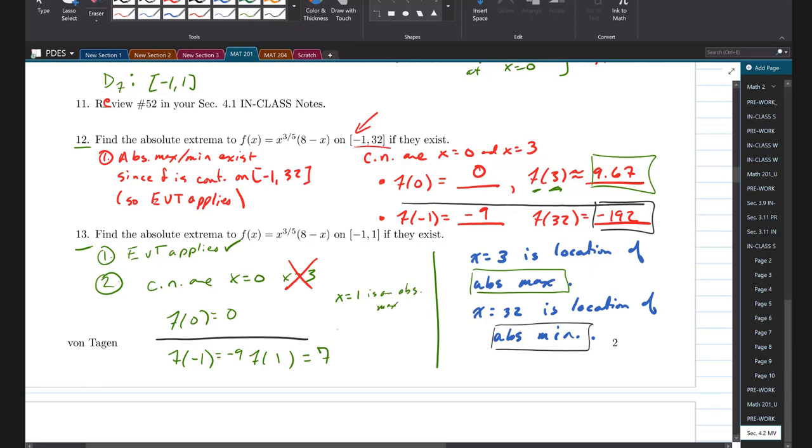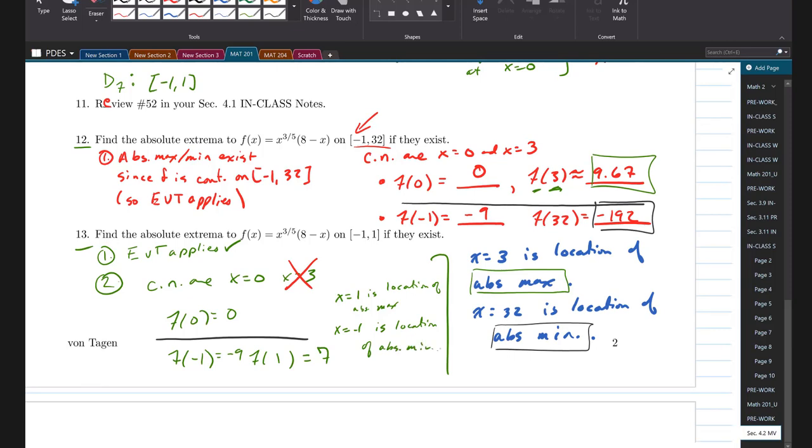And x equals -1 is, let me be a bit more careful here. Let me say x equals 1 is the location of the absolute max. And x equals -1 is the location of the absolute min.